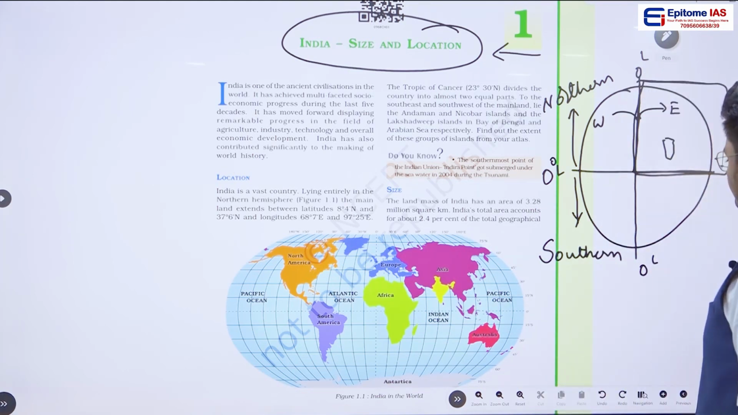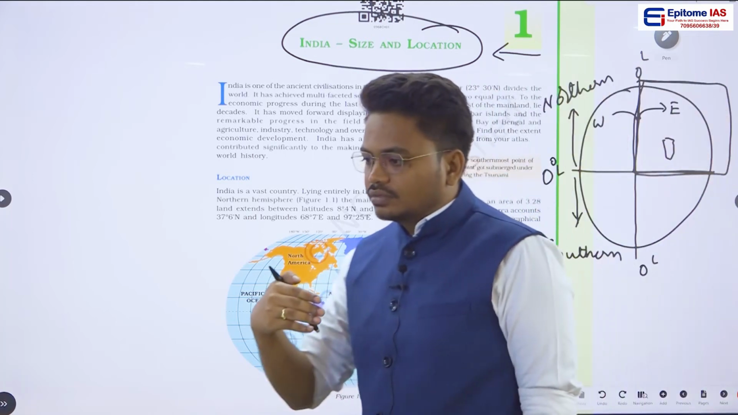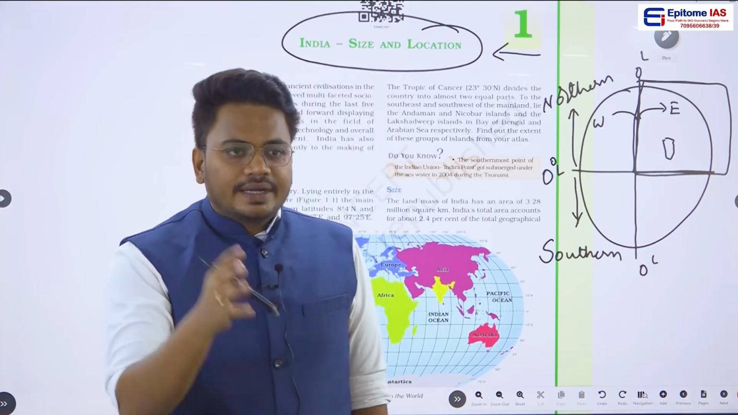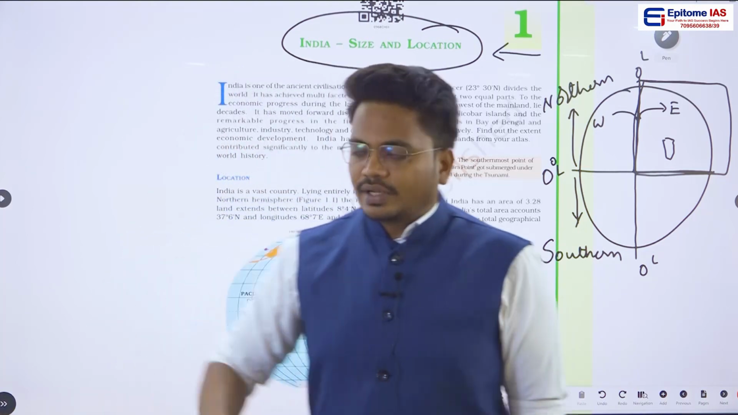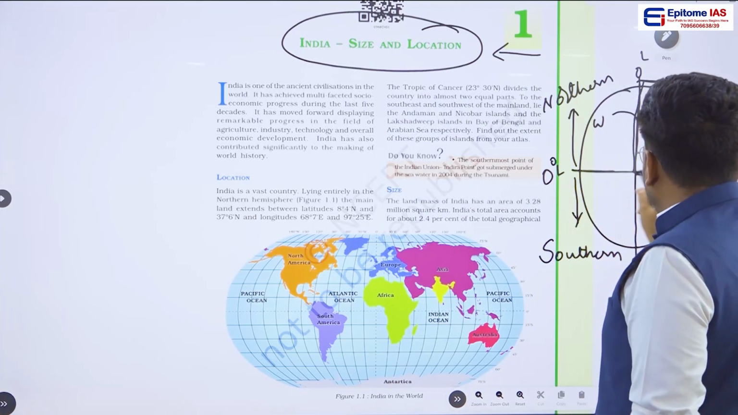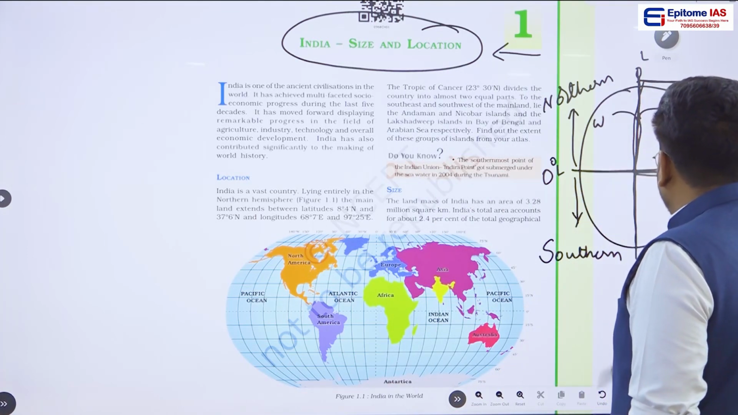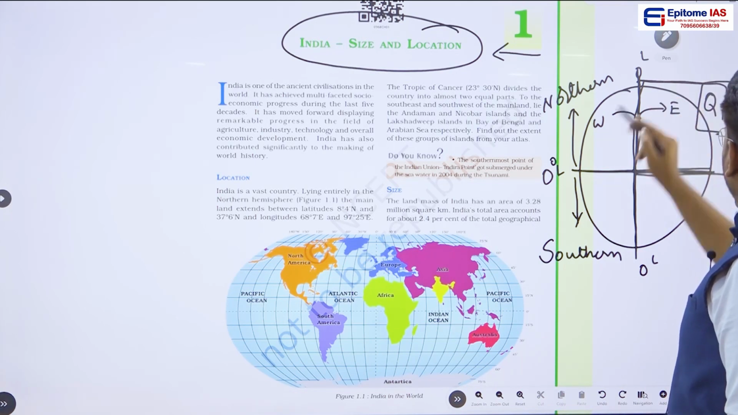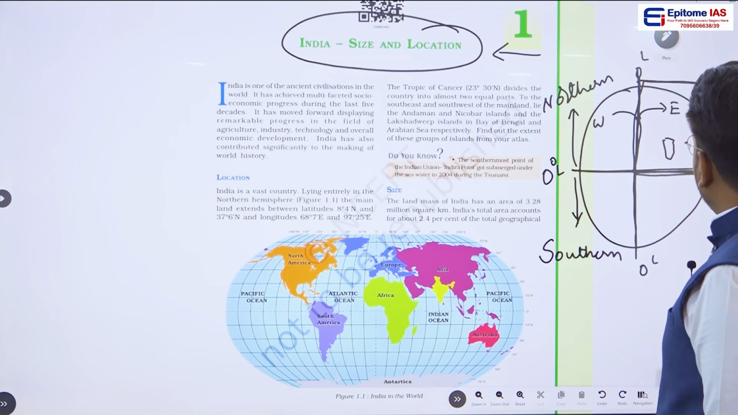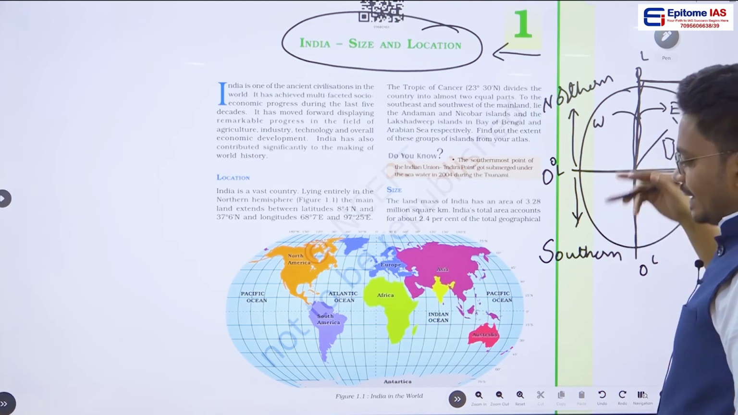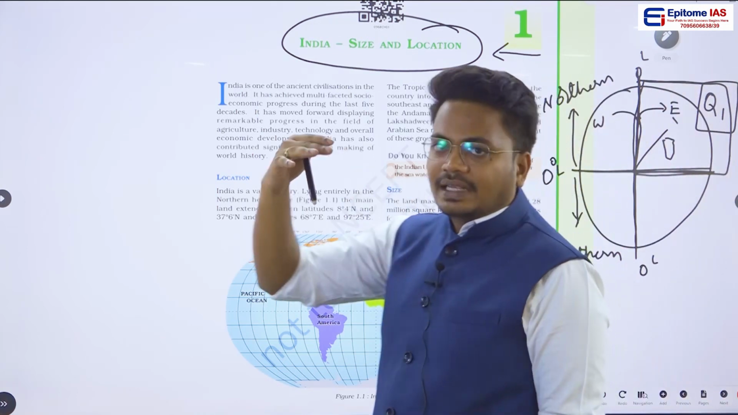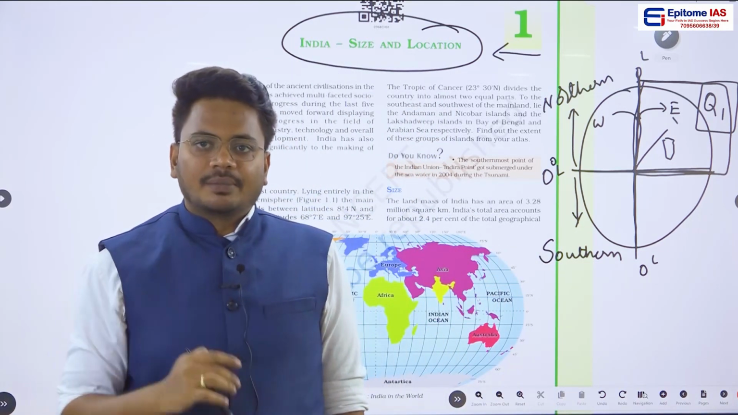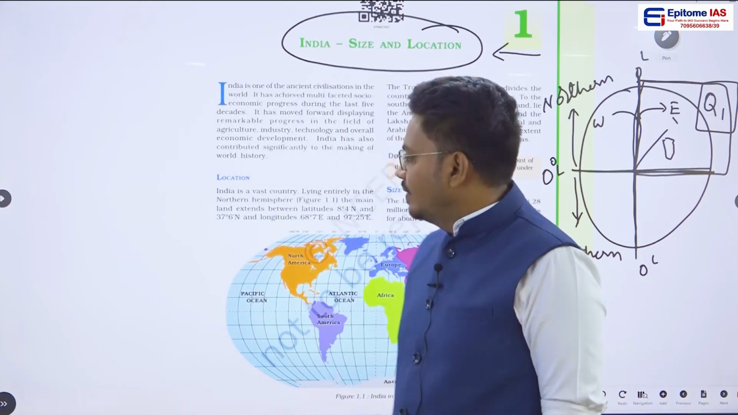In mathematics we know there are 4 quadrants, which we have seen depending upon the x-axis and y-axis. If you consider this latitude as the x-axis and this longitude as the y-axis, in which quadrant will India be? India is located in quadrant 1. So India is located in the northern hemisphere as well as the eastern hemisphere, and we can come to a conclusion that India is located in the northeastern hemisphere. This is what we have learned in previous classes.